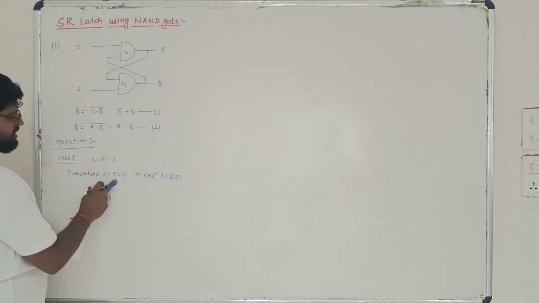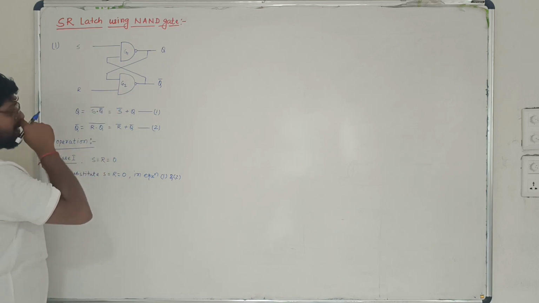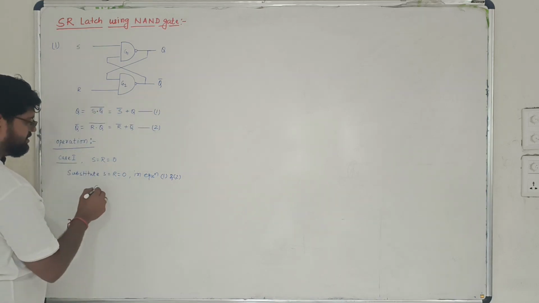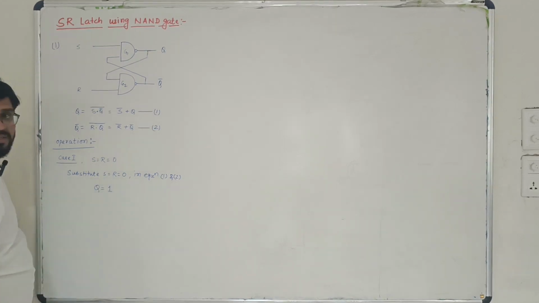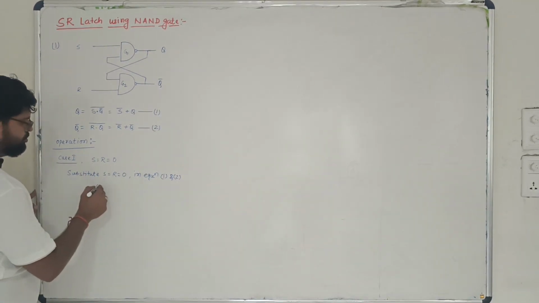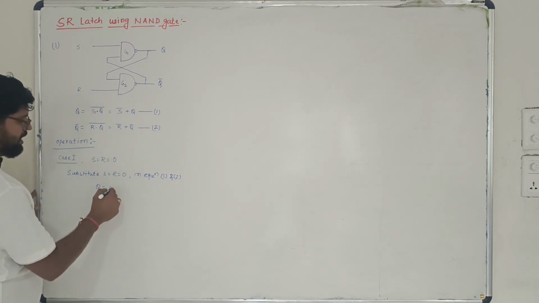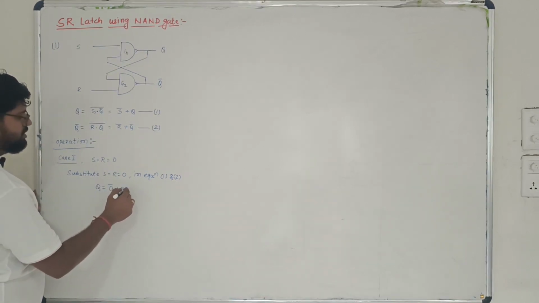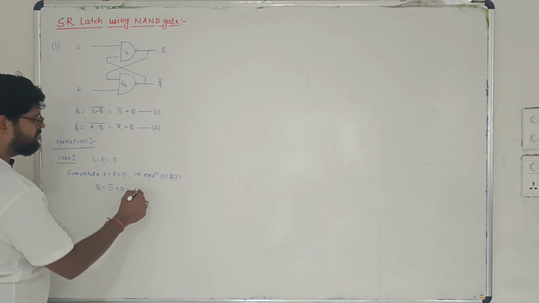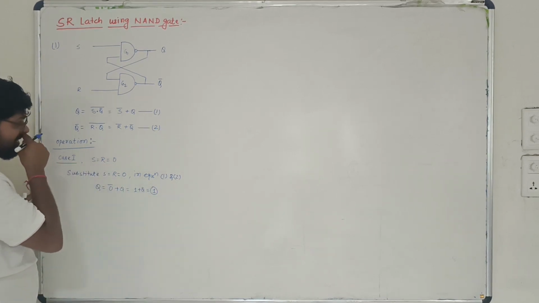If I substitute 0 over here, we'll get 1 because complement of 0 is 1. So 1 plus Q, what do we get? We'll get Q equals 1, isn't it? You can do the simple Boolean algebra analysis. Just put the values, you will get the answer. S bar, that means 0 bar plus Q. Bar of 0 is equal to 1, plus Q. 1 plus anything will give you 1. So that is the value of Q.